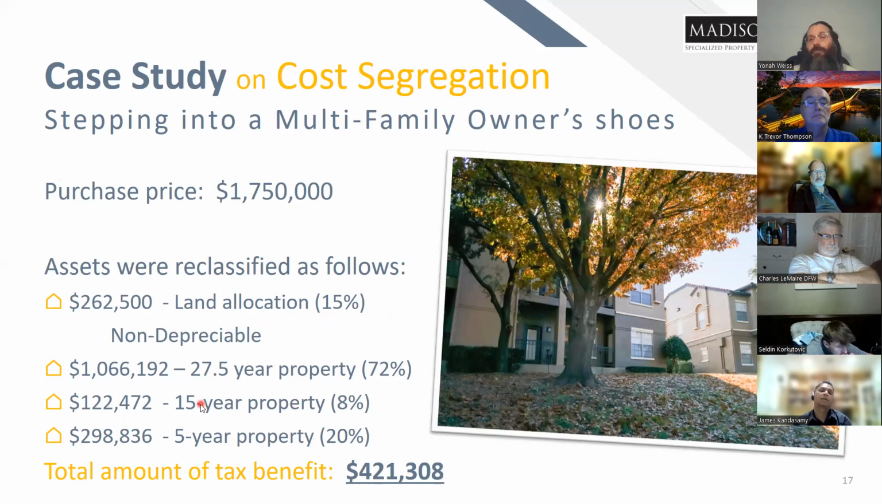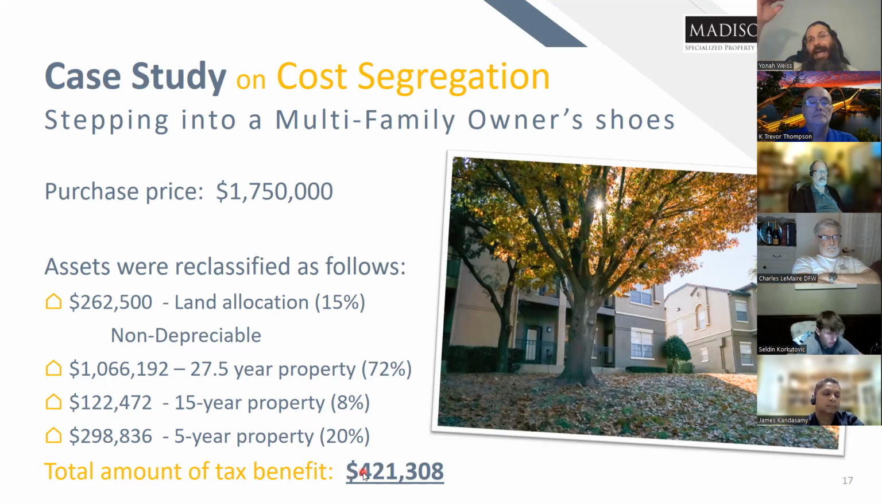After all is said and done, after a detailed cost segregation study is done, we're able to come up with these numbers, right? About $1 million and change is going to the 27.5 year. Again, remember, the majority of the value is always going to be in the infrastructure and the structural components of the property, about 72%. But the remaining 28% is going into these faster categories: 15% to land improvements, about 15-year property, 8%. And then the 5-year property, remember, that's all the appliances, furniture, equipment, carpeting, vinyl, cabinets, anything that's non-structural inside, about 20%. So all in all, it was over $420,000.